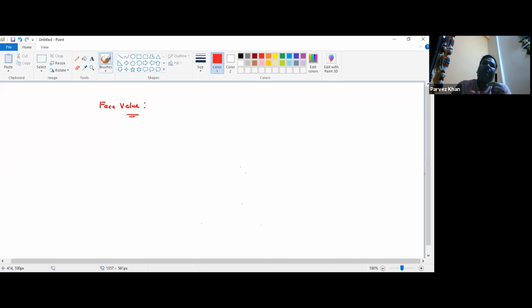That is called face value. And remember, every bond will have a face value; definitely it will be given. If they have not given the face value in the question, you have to assume either 1,000 or 100.